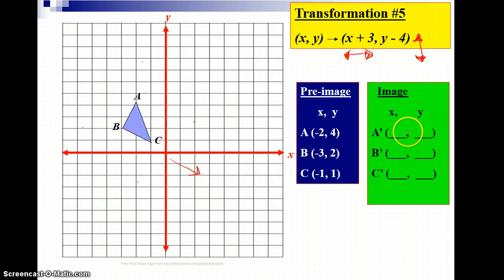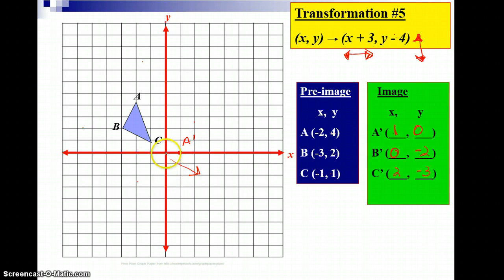-2 plus 3 is +1. 4 minus 4 is 0. -3 plus 3 is 0. 2 minus 4 is -2. -1 plus 3 is 2. 1 minus 4 is -3. So if I plot those, starting at my origin, over 1, stay at 0, is A prime.